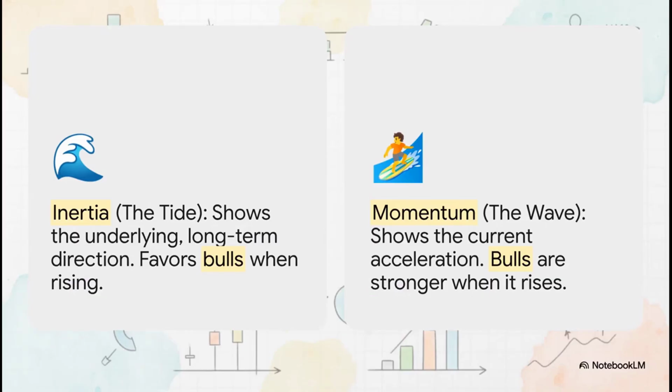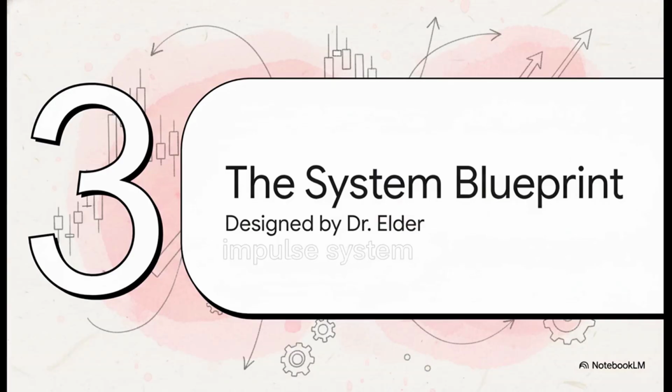Here's probably the best way to think about it. Inertia is like the tide, that deep, powerful underlying current. Momentum, that's the wave on top. For a really powerful trade, you absolutely need that wave moving with the tide. That alignment, it's everything. So, this brings us to the blueprint itself, which was developed by Dr. Alexander Elder. He called it the impulse system, and it's a truly brilliant way of combining inertia and momentum into one simple, actionable trading rule.